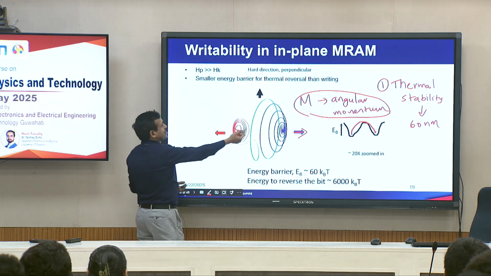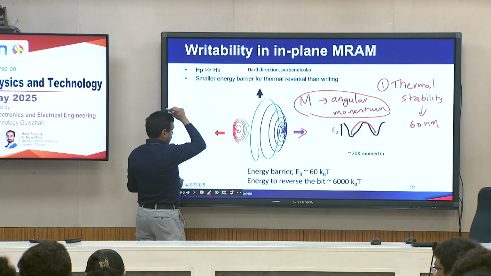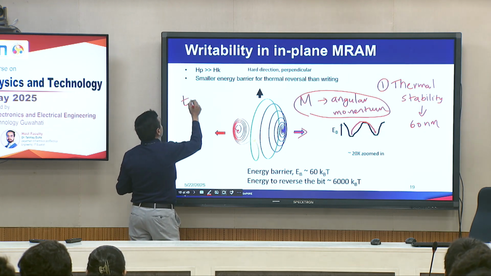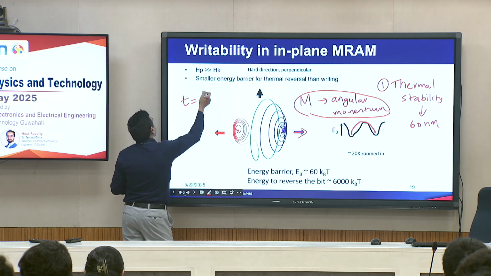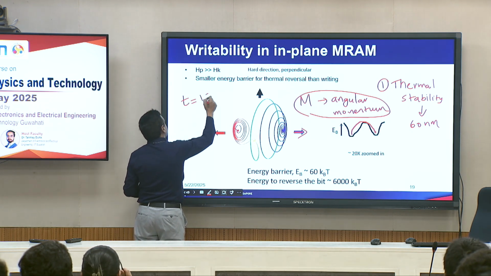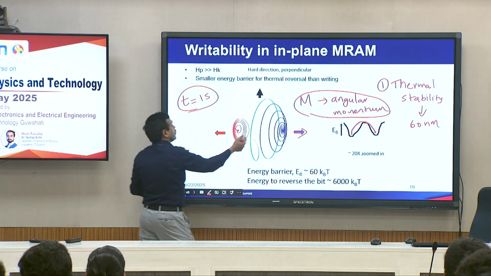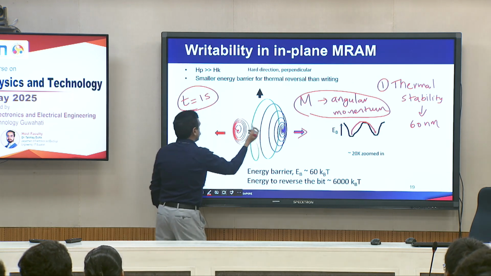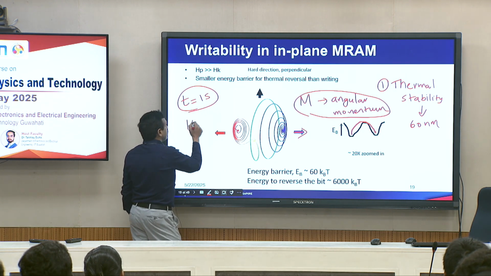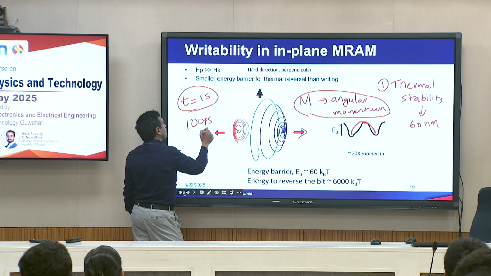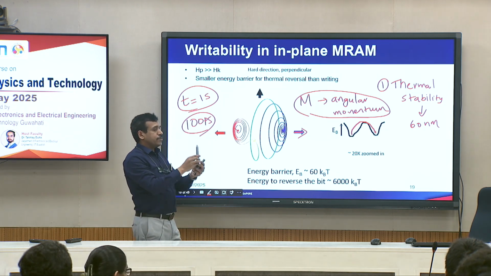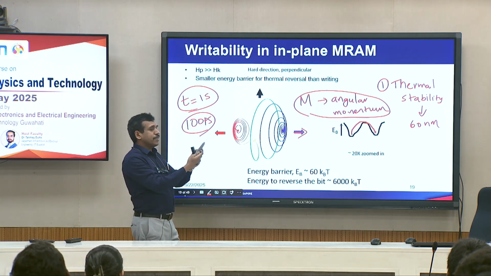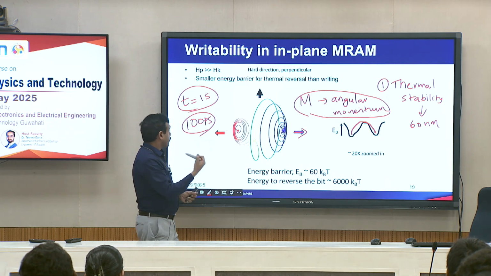You cannot see this in VSM, in vibrating sample magnetometer or anything, because you are measuring at a time scale of say few seconds. This precession, all these things happen in picoseconds, hundreds of picoseconds. So, the magnetization goes from one direction to the other via precession.